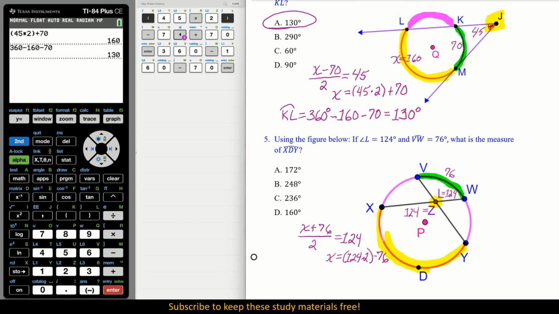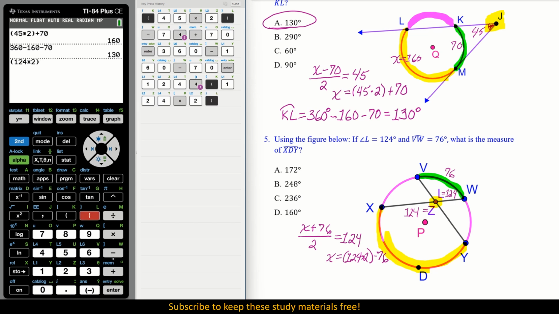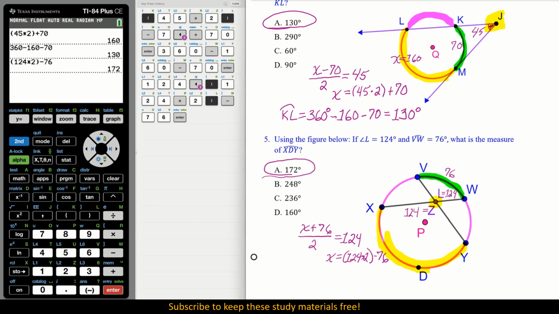So let's put that in the calculator. And you know that we're multiplying right here. Okay, so 124. Oh, I didn't use my parentheses. Parentheses. 124 times 2. And now we will subtract 76, push enter, 172, and that is the correct option. Okay, that is the last question for this video.